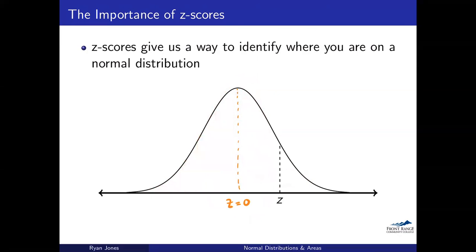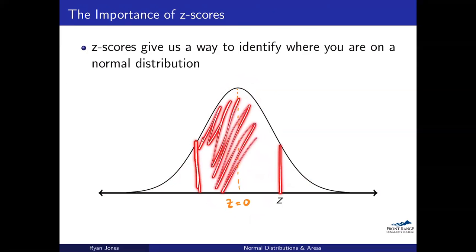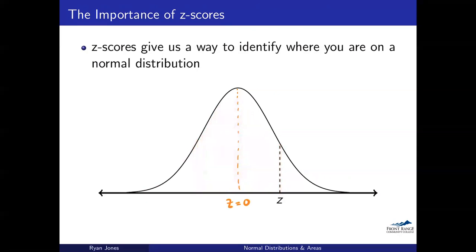We also saw before the 68, 95, 99 rule, and that kind of gave us a sense of areas in between certain Z-scores, whether those Z-scores were 1, 2, or 3 exactly. And we'll get to that later. But what we're seeing here is that with a particular Z-score, maybe Z equals 0, maybe Z equals 1, maybe Z equals 2, for some Z-score that we have, we can talk about where we are on this normal distribution.